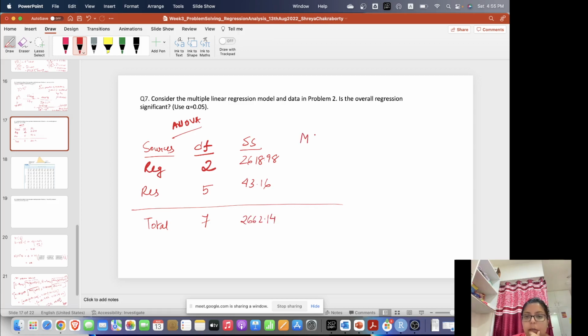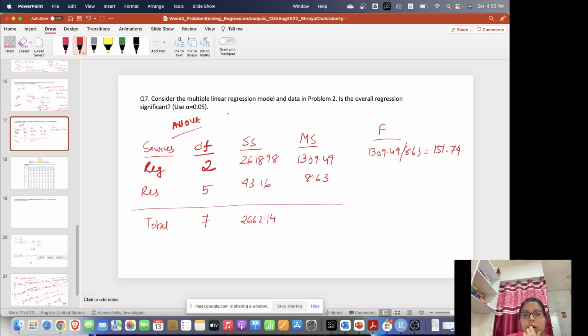Then we compute the mean squares. Mean square due to regression would be 2618.98 divided by 2, which would come to 1309.49. And this one would be 431.16 by 5, something around 8.63. Our F statistic would be 1309.49 divided by 8.63, which would be something around 151.74.